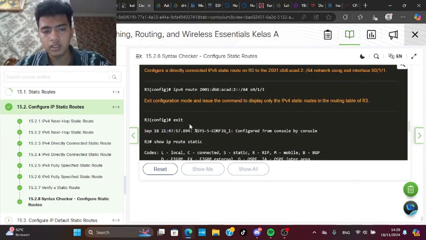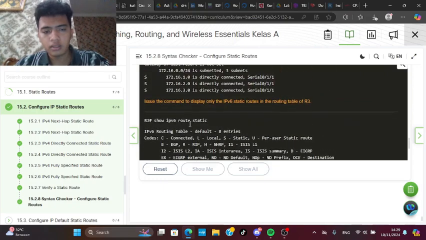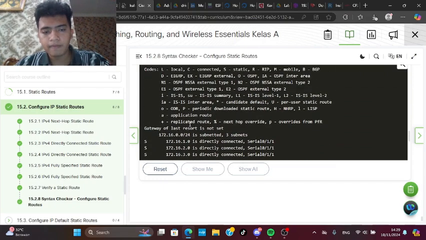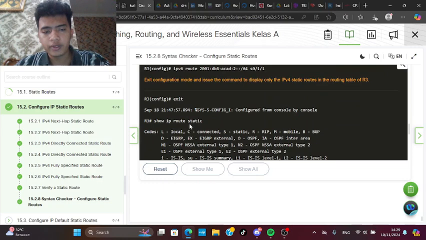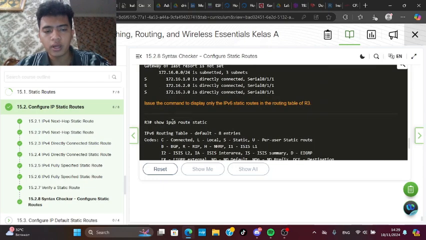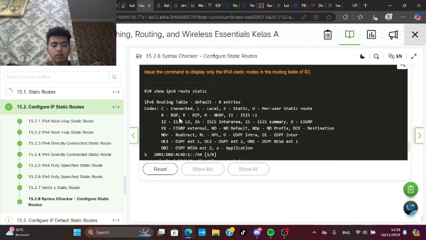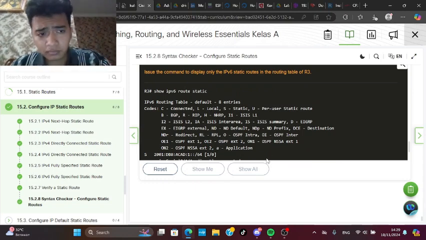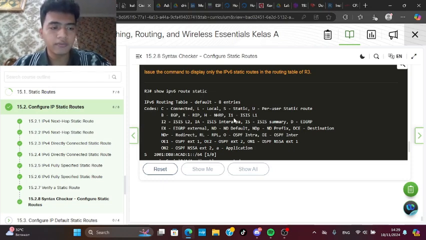Okay, and this is only to verify the route in router 3. We use show ip route static, and then we use show ipv6 route static. Okay, that is all I can explain about configuring IP static routes of IP version 4 and IP version 6.